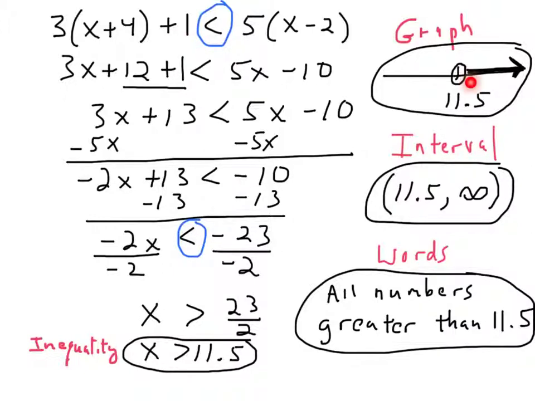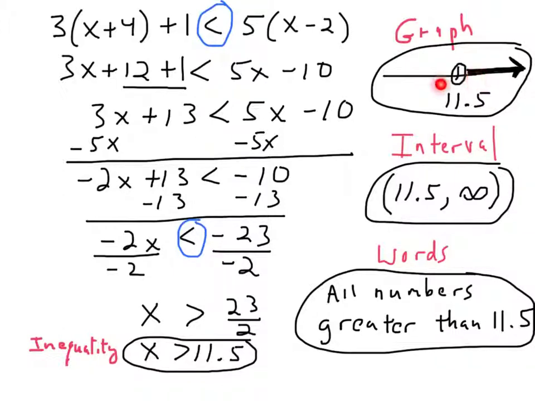And then when you plug 12 in on the right side, 12 minus 2 is 10, and then 5 times 10 is 50. So you end up with 49 is less than 50. And that's a true statement. And so that checks that 12 actually is a solution, and that's one of the numbers that's shaded here.